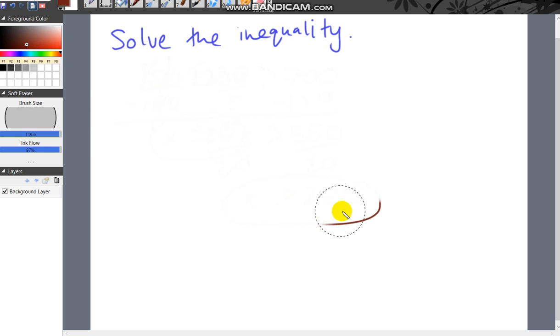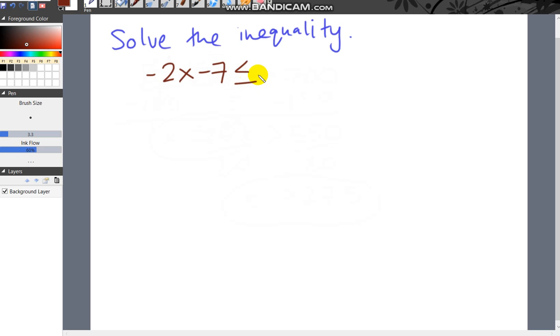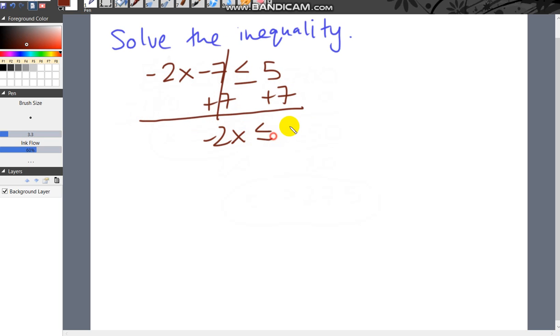Okay, so let's say I give you another example. These are a little bit different. Let's say I give you something like negative 2x minus 7 is less than or equal to 5. What I see is you want to get x by itself, so we can add 7. When we add 7 to both sides here, we get negative 2x is less than or equal to 12. Now I want to get x by itself, so we can divide by negative 2.